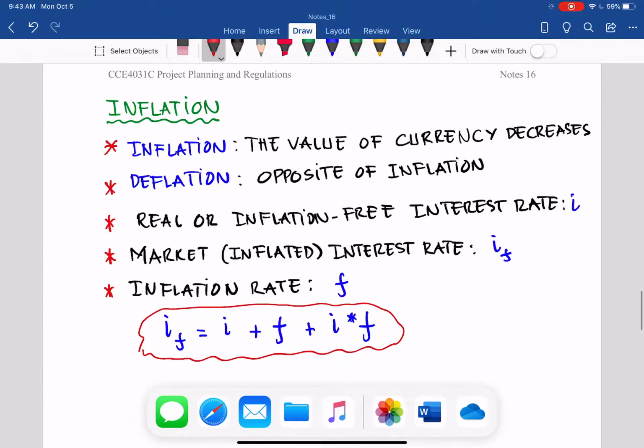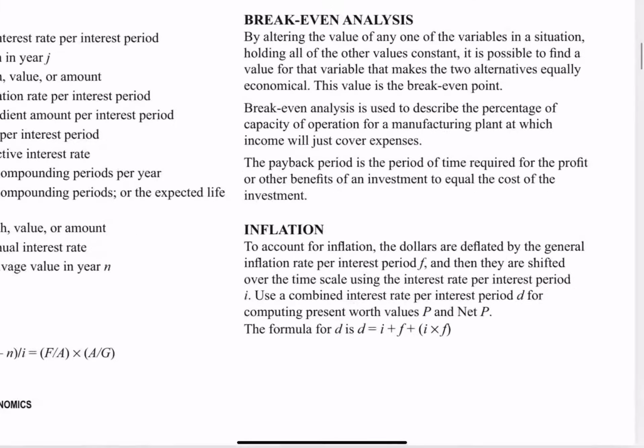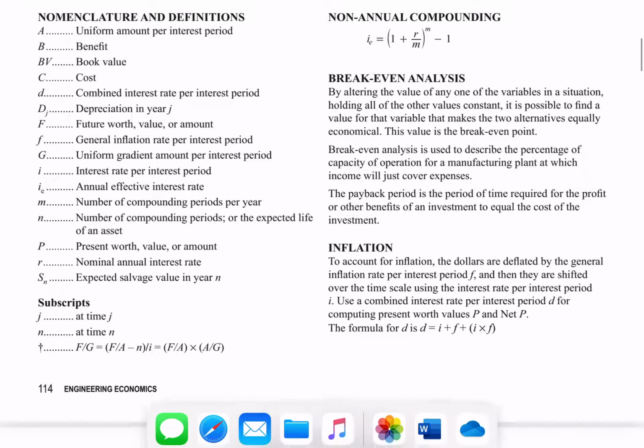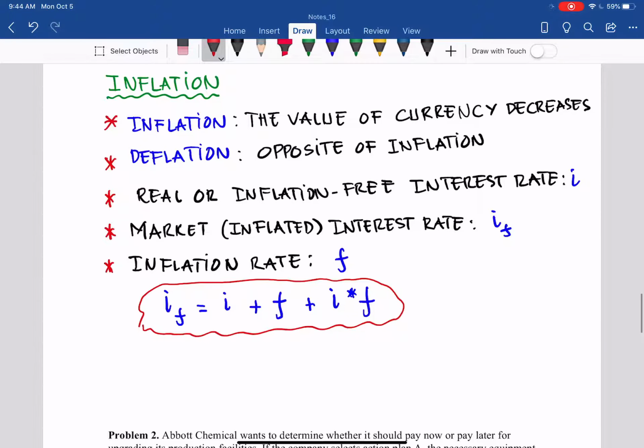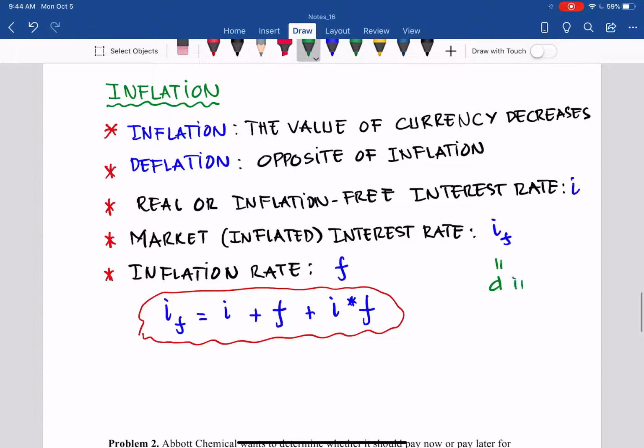If you go back to your FE reference, on the first page, you can see inflation is defined by that. In this case they use D, and D equals I plus F plus the product IF. Let me take a note here that it is also called D in the FE reference, and now the exam reference. So keep that difference in mind.